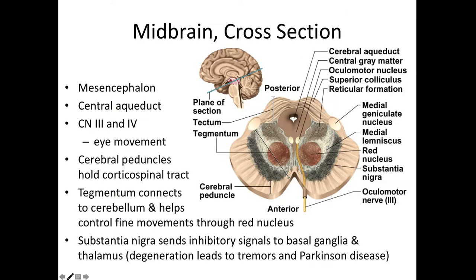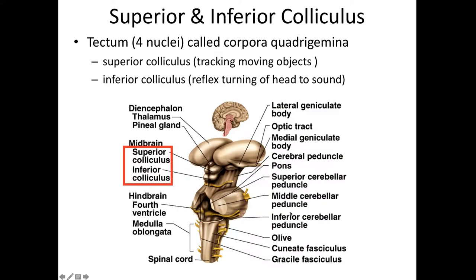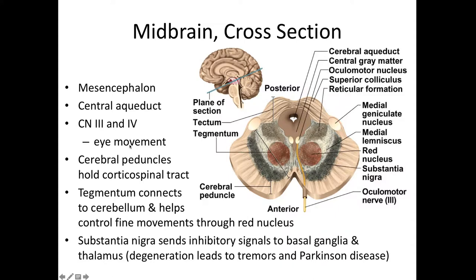If you were to take a cross-section of the midbrain, you can see the cerebral peduncles here. These are the white matter tracts that connect the brainstem to the cerebrum. Because it arises from an embryonic structure called the mesencephalon, another name for the midbrain is mesencephalon. Cranial nerves 3 and 4 emerge from here. Here's one of those, the oculomotor nerve, and this is responsible for eye movement.